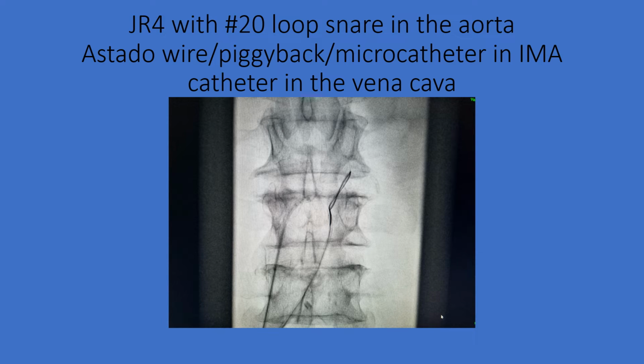Here we are already situated for the crossing. We do have a JR4 with a number 20 loop snare in the aorta and an Astato wire in a piggyback and a microcatheter, namely Navicross, in an IMA catheter in the vena cava. We are going to check to make sure we have the right angle in the orthogonal views that we already have measured from before. And once we're satisfied, we will cross.